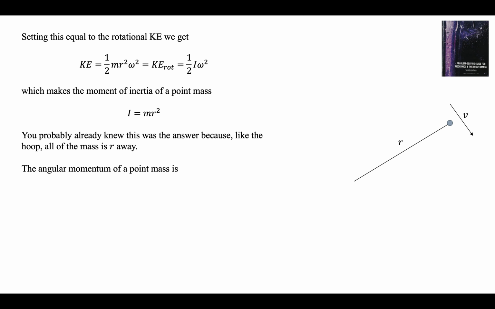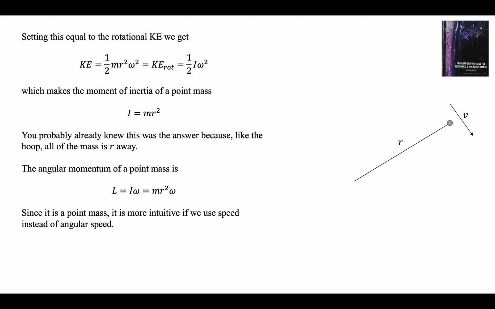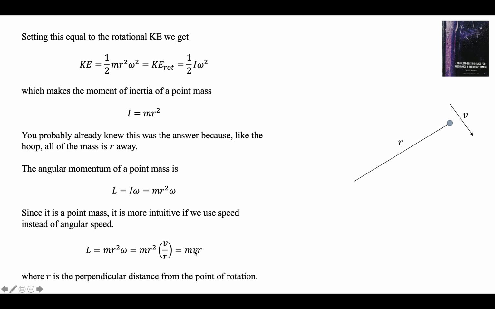So the angular momentum of a point mass, I omega, is mr squared omega. Now we usually use v's for point masses. So let's put the v in. Instead of omega, we put in v over r, and we get mvr. So here it's obvious that the units of angular momentum are different, because there's an r in there. Linear momentum is just mv, angular momentum is mvr. r is the perpendicular distance away from the point of rotation. v and r have to be perpendicular, just like when you do force times distance with torque. One of them has to be perpendicular to the other.